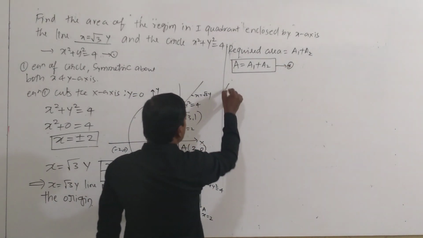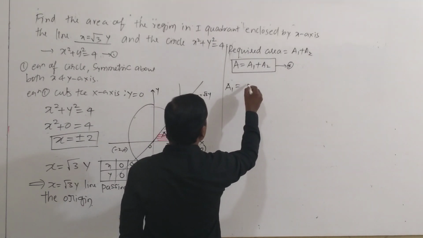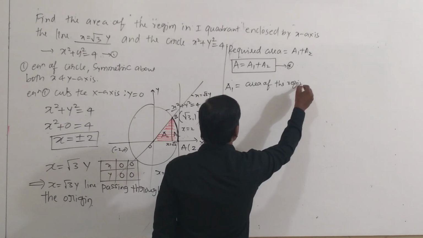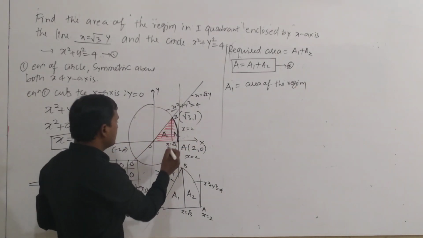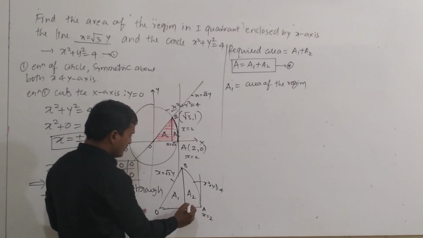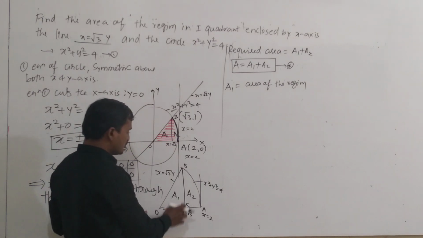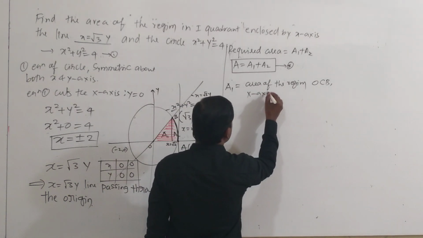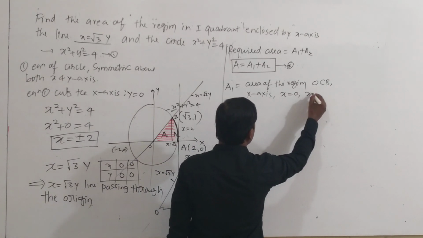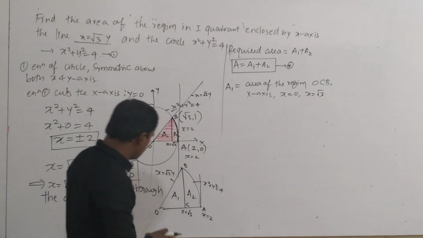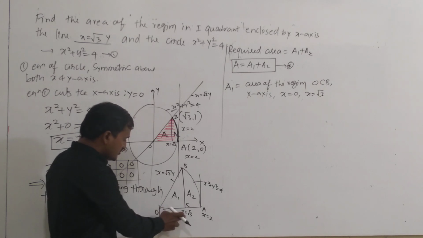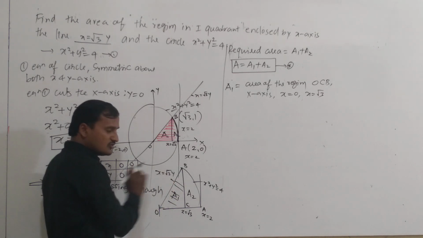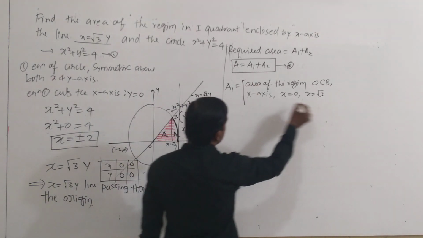Now I should find star. To find star, first we should find A1. A1 is equal to the area of the region, that is O. Here this is O, and here I will call this as C. OCB. Clearly it lies on the x-axis with the line x equal to 0 and x equal to root 3. Here I should observe, here the value of x is 0. 0 to root 3 means here I should get this one. And clearly it is a line, that is x equal to root 3y. So therefore this gives A1.